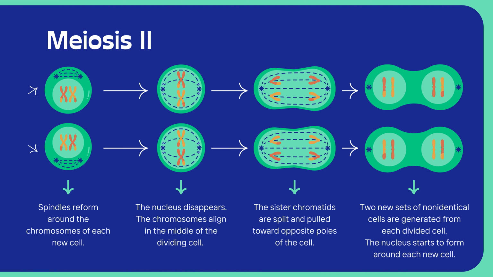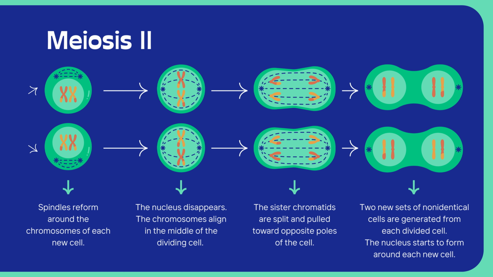Metaphase 2. Chromosomes align along the metaphase plate in both daughter cells, with spindle fibers attaching to the centromeres of each chromosome. Anaphase 2. Sister chromatids are separated and pulled toward opposite poles of the cell. Telophase 2. Chromosomes arrive at the opposite poles of the cell, nuclear envelopes form around the separated chromosomes, and cytokinesis occurs. This results in the formation of four haploid daughter cells, each with a unique combination of genetic material due to crossing over during prophase 1.